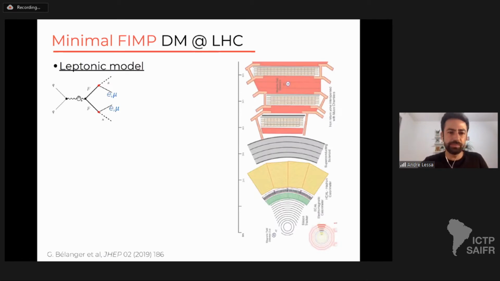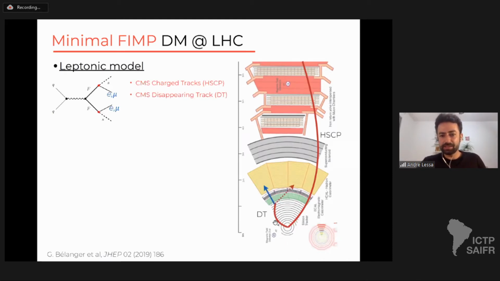So here, just for illustration, I'm showing this leptonic model. We've also studied the hadronic case. So this mediator is lepton-like, so it decays to dark matter and an electron or a muon. And then there are several possibilities, right? If it really goes all the way and decays outside the detector, since this mediator has electric charge, it will look like a heavy muon. And this is very easy to see.